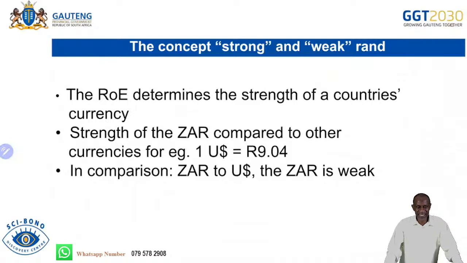Just bear in mind that the code for the South African rand is ZAR. For the purpose of foreign exchange, we are not using the R as you usually do. So ZAR is the international code for the South African rand. So in this given example, the South African rand, the ZAR, is weak compared to the US dollar.